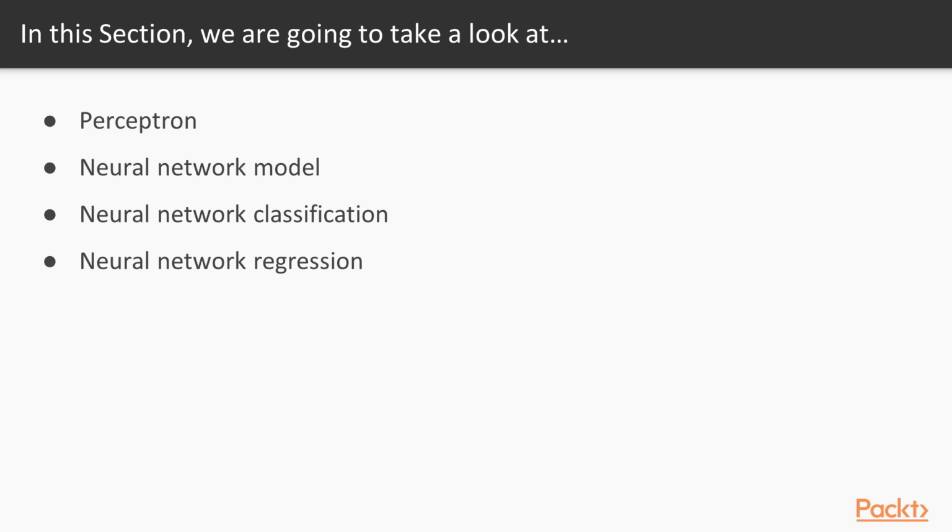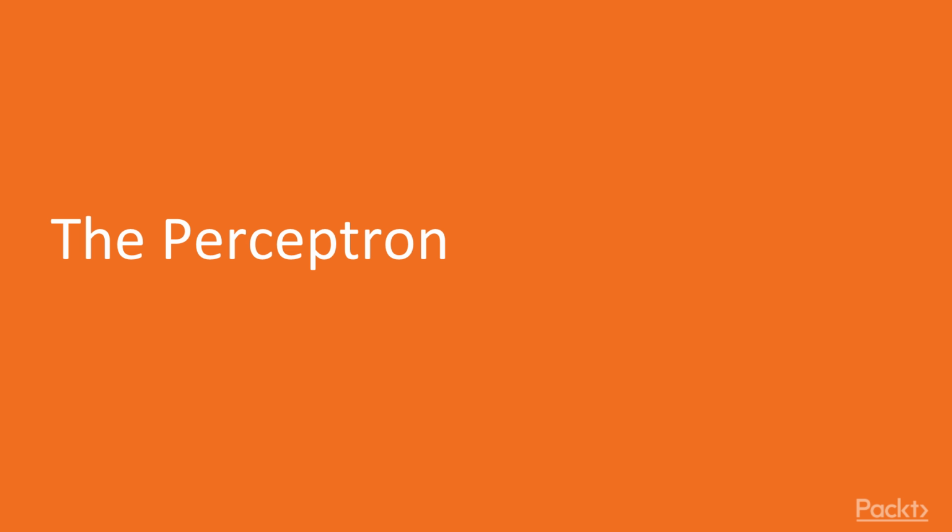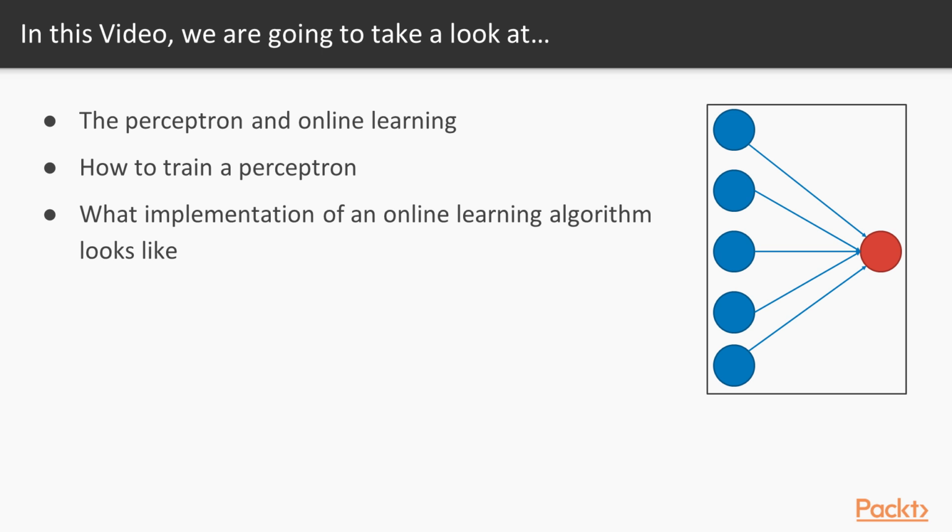I show how to train a neural network for classification. Then I show how to train a neural network for regression. Let's start talking about perceptrons. In this video, I will discuss the perceptron algorithm, particularly as an instance of online learning. I give a demonstration of training the perceptron and show what online training looks like.